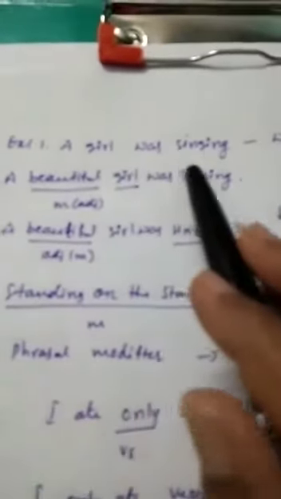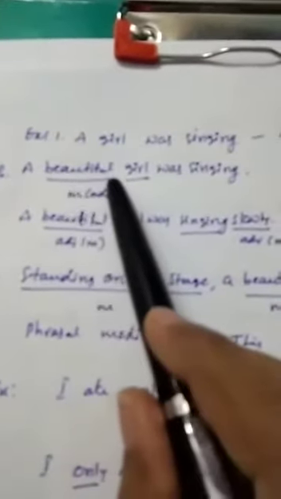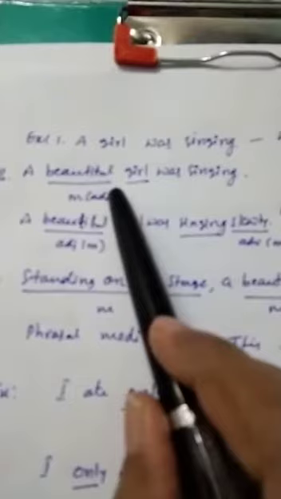See, the sentence which is given is "A girl was singing." I changed it to "A beautiful girl was singing." Here the modifier is beautiful. It's an adjective. Girl is a noun. Here the modifier beautiful modifies a girl. Got my point? And the next sentence is "A beautiful girl was singing slowly."